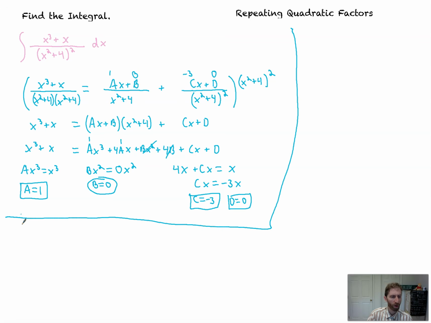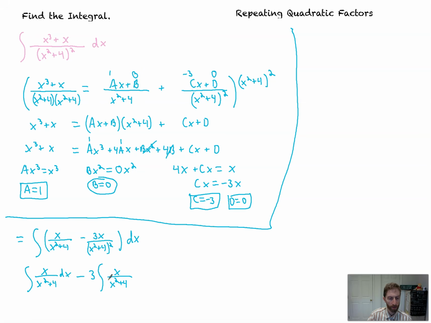So all of that work, and look at what we get. We now have that the integral is equal to the integral of, that's just 1, so that's x over x squared plus 4, minus 3x over x squared plus 4 squared. And now, as bad as all of this looked, it got a little bit nicer. We've got some u subs here. So I'm going to take each individual integral. So we get the integral of x over x squared plus 4 minus 3 times the integral of x over x squared plus 4 squared.